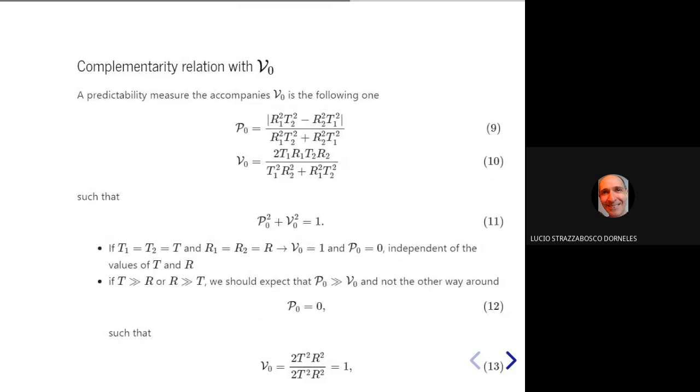Respectively, the expression for predictability is given by 9, and you can perform complementarity relations. V0 squared plus P0 squared equals 1, because we are considering here a pure state. Now let's choose some cases of study. First, I choose just one case here, but you can find another case in the article. If you choose the two beam splitters equally, with a generic T and generic R, you can find that visibility is equal to 1 and predictability is equal to 0.